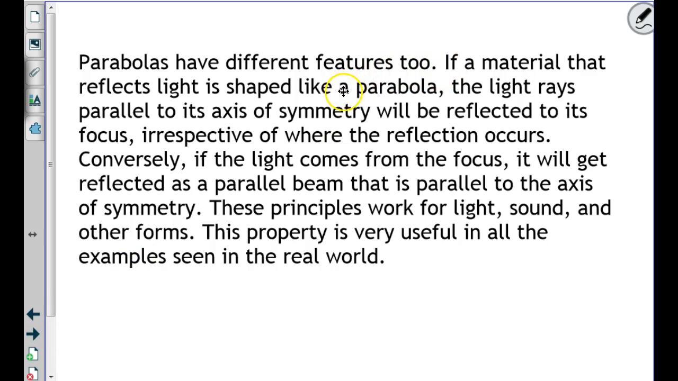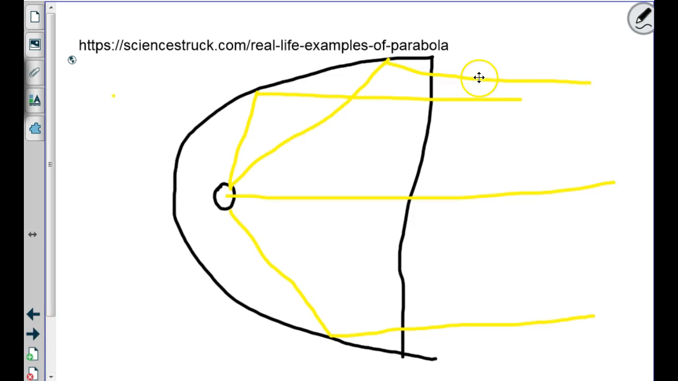Parabolas have features they use in the real world. This is the interesting part. Light rays that hit will be reflected at a parallel. So this is my horrible drawing, but if you have a headlight on your car, they put the actual light bulb at the focal point, because then every bit of light that is sent out hits the parabola shape and it reflects parallel to this axis of symmetry. So it reflects straight out.